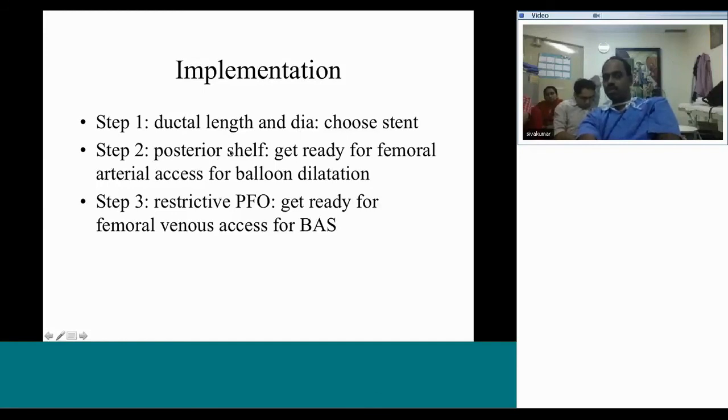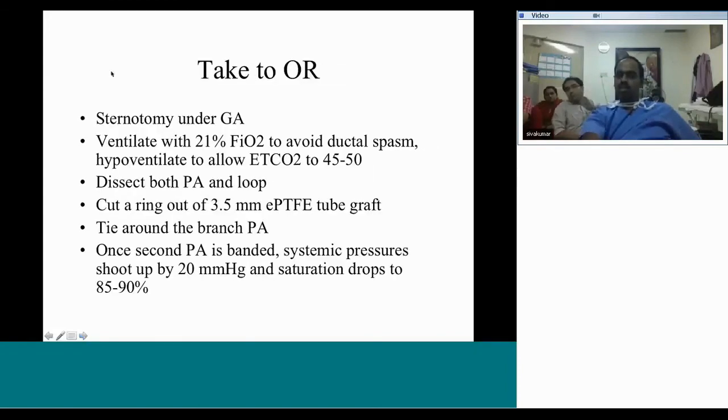If there is a posterior shelf, stent the ductus, puncture the femoral artery, and pass a balloon through the struts of the pulmonary artery, through the coarctation, and get it into the aortic arch and dilate it. If there is a restrictive PFO, get ready for a femoral venous access and do a balloon atrial septostomy or an atrial septal stenting. So first take the patient to OR.